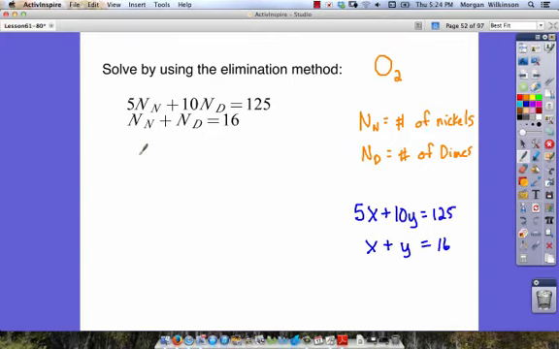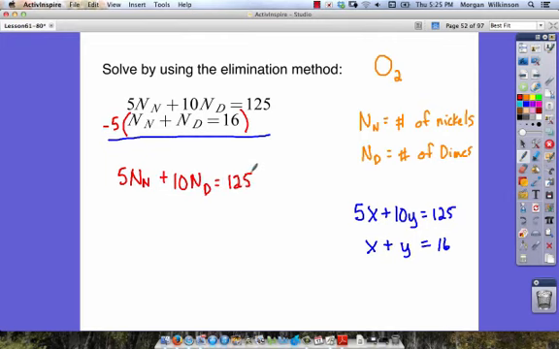So if we want to solve this by using the elimination method, we do the same thing here as if we were working with x and y. We're going to have to take our second equation and multiply it by -5, because that will help us eliminate the number of nickels. So when we do that and we rewrite, we're going to get 5 times the number of nickels, that's our top equation, plus 10 times the number of dimes is equal to 125.